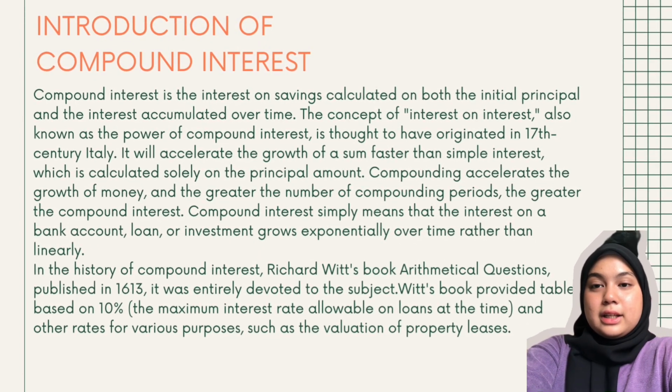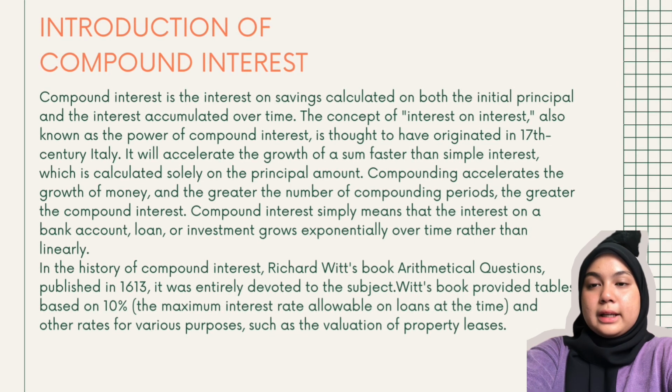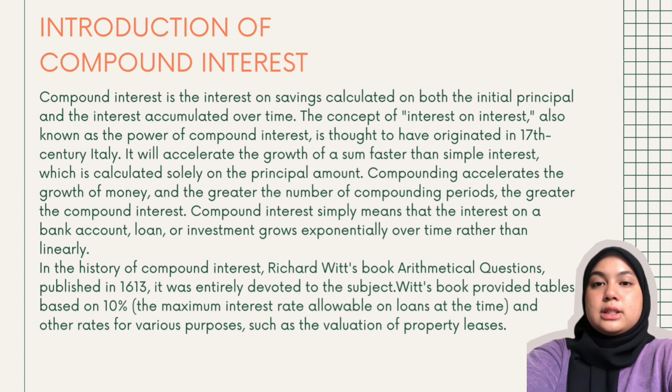Compound interest is the interest on savings calculated on both the initial principal and the interest accumulated over time. The concept of interest on interest, also known as the power of compound interest, is thought to have originated in 17th century Italy. It will accelerate the growth of a sum faster than simple interest, which is calculated solely on the principal amount. Compounding accelerates the growth of money, and the greater the number of compounding periods, the greater the compound interest.